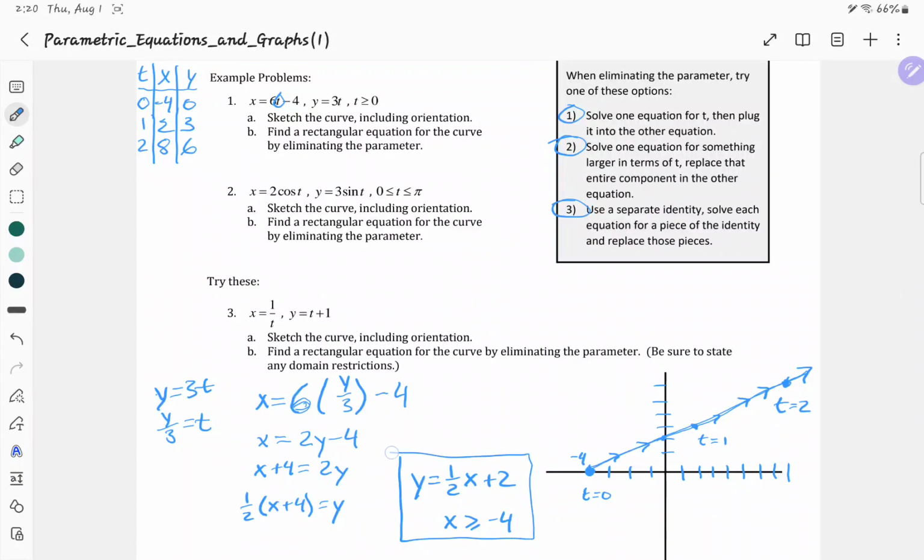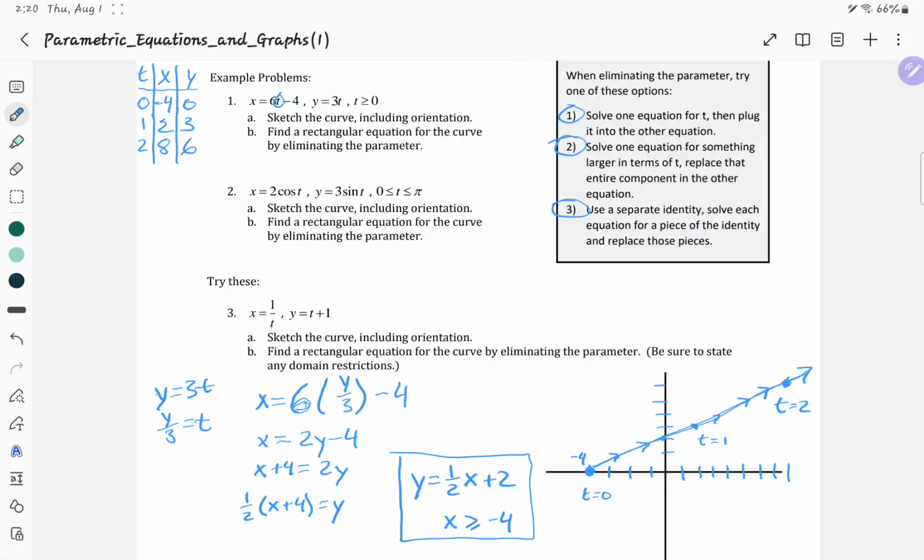All right, so that's it. So this is the general idea, right, when you first start off with parametric equations, is you're just going through and putting some of those values in, sketching the curve, figuring out the orientation, eliminating the parameter, that sort of stuff.